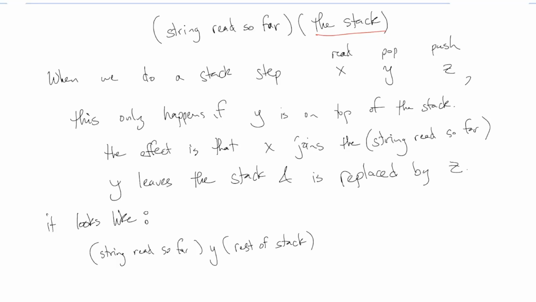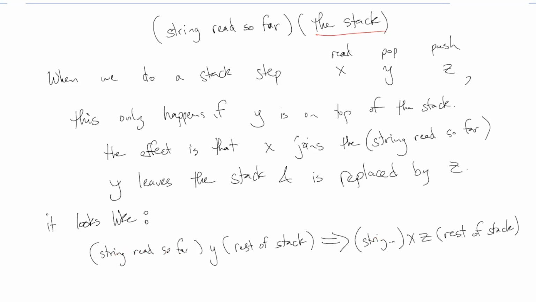Right? And then what happens when you actually make the changes according to the stack rule? I said the effect is X joins the string read so far. So what you see now is the string part, now followed by X, right? It didn't used to be there, but since you read an X in this step, you have to add the X into that part of the string. And then Y leaves the stack and is replaced by Z. So then it will be Z followed by the rest of the stack. Right? The X, which didn't appear before, now enters the string which is read so far. And then the Y changes into a Z.